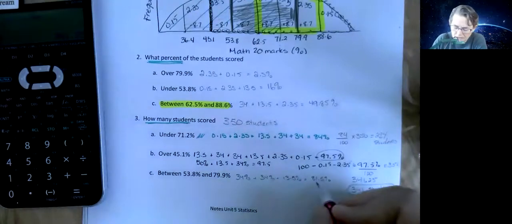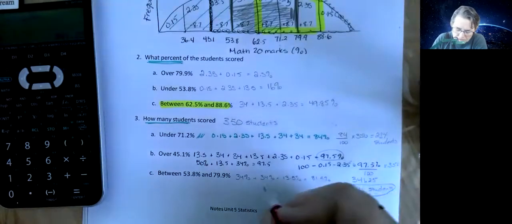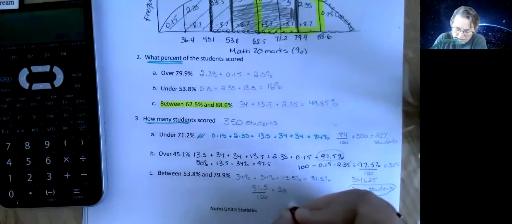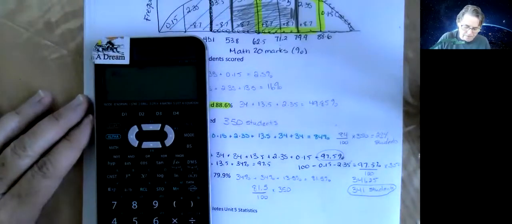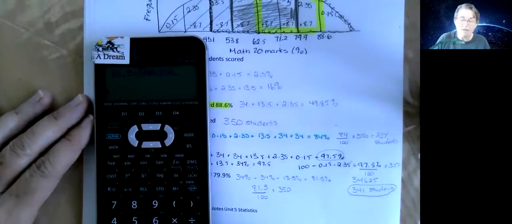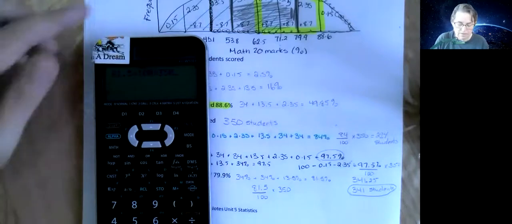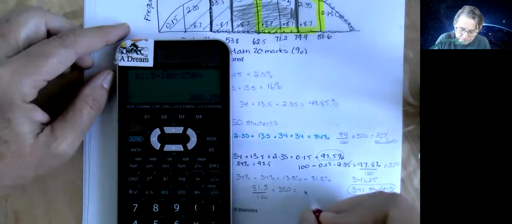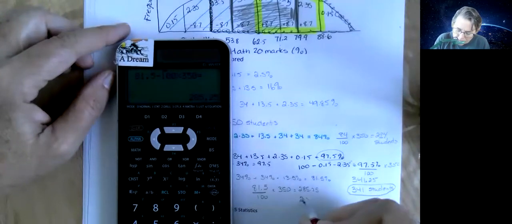All right, last one, 81.5%. So I'm going to do over here, 81.5 divided by 100 times 350. By the way, you can be bored and do that. Oh, I don't know if I can do that all at once. Yes, it did work. 285.25. So 285 students.